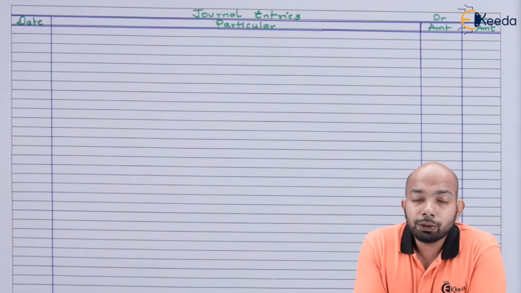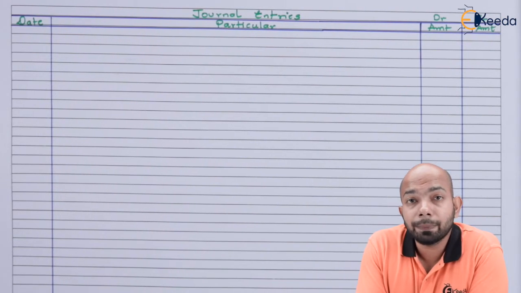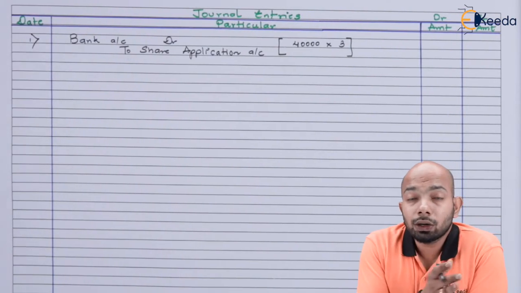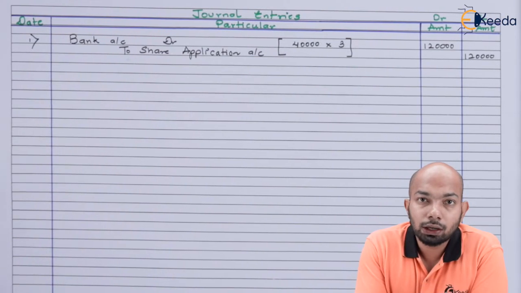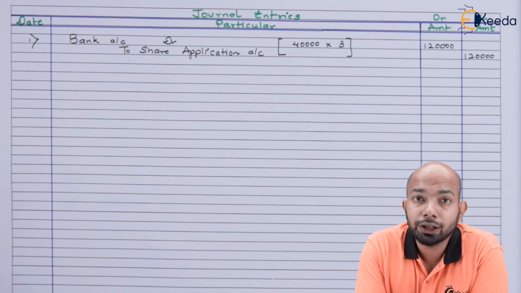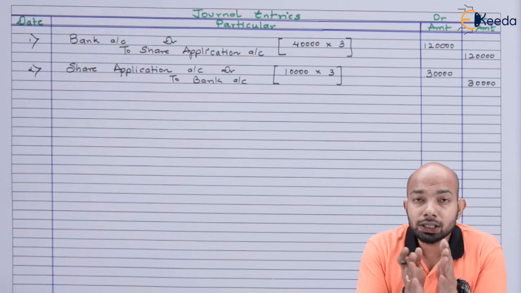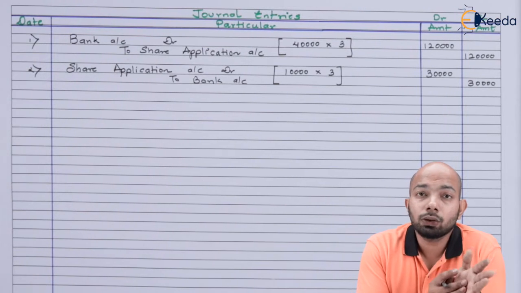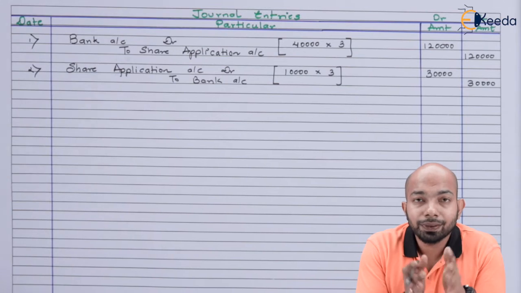So the first entry that we'll mention here is the receipt of application money, that is, bank account debit to share application account. The amount will be 40,000 multiplied by 3. So the total amount that we have received on application is 1,20,000, out of which we'll be mentioning the refunded amount. So let's pass the refund entry now. The amount will be 10,000 shares multiplied by 3, that will give you a value of 30,000 that has been refunded here.